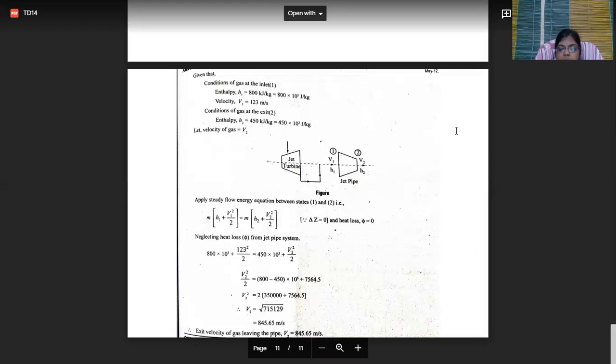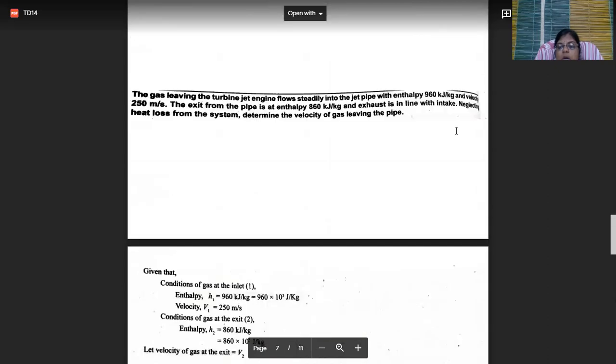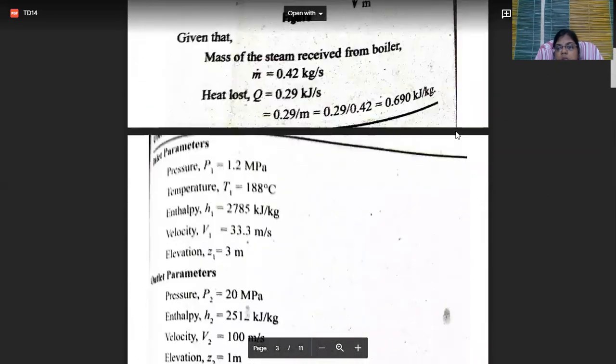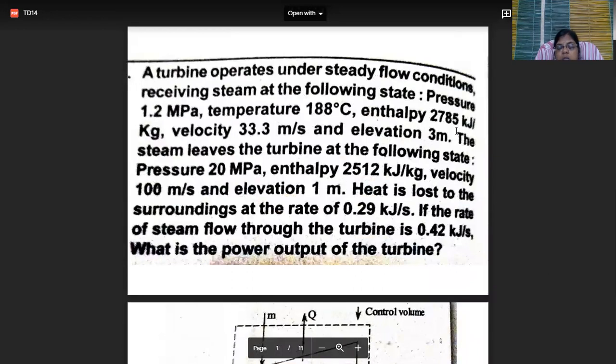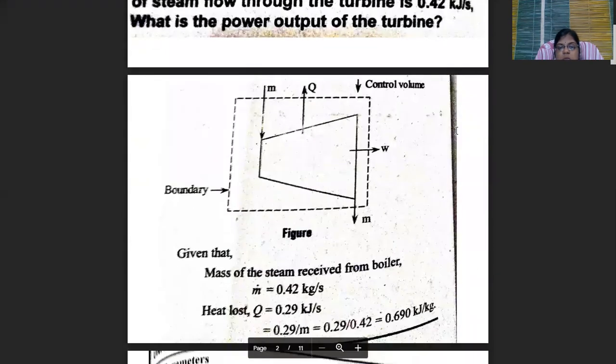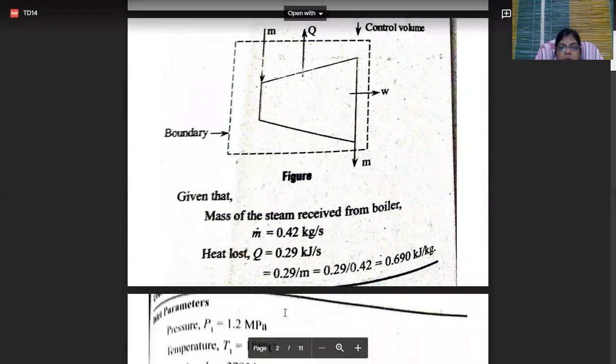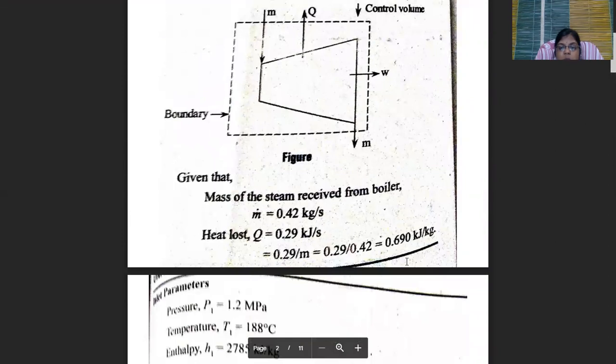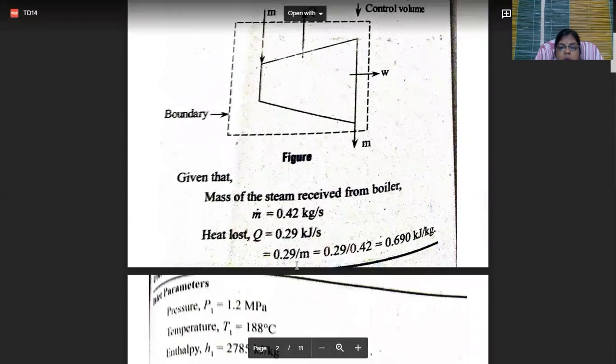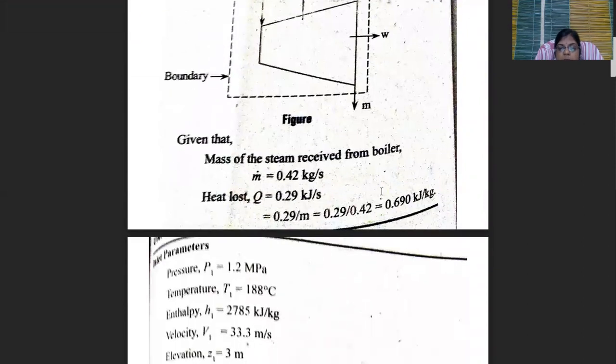So this is the problem. You just remember the steady flow energy equation. Based upon the steady flow energy equation, we can solve the problems very easily. So this is the turbine inlet, outlet, Q loss from the system and work done by the system. This is the control volume, mass inlet and mass outlet. Here Q is in kilojoule per second, but we want kilojoule per kg, so divide by mass, and we get it in terms of kilojoule per kg.